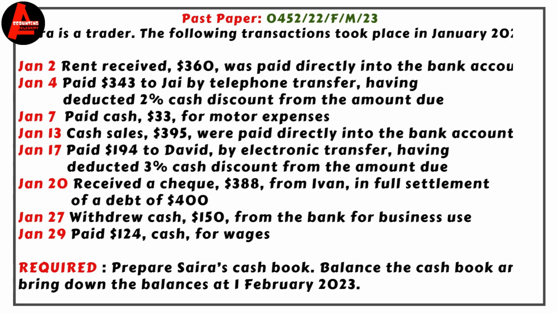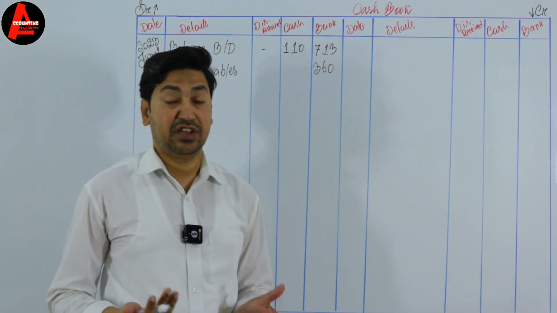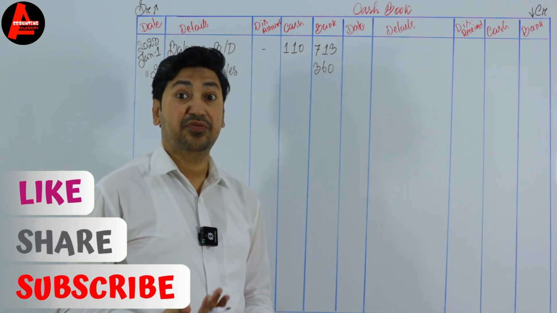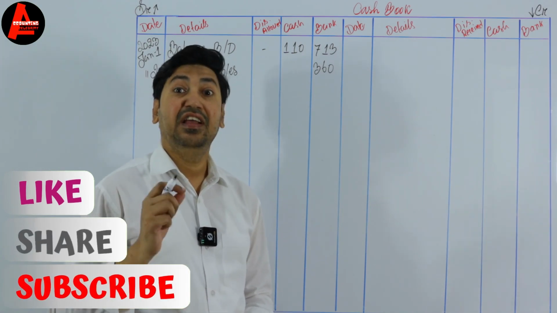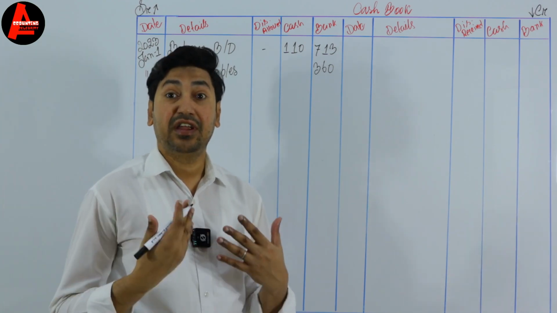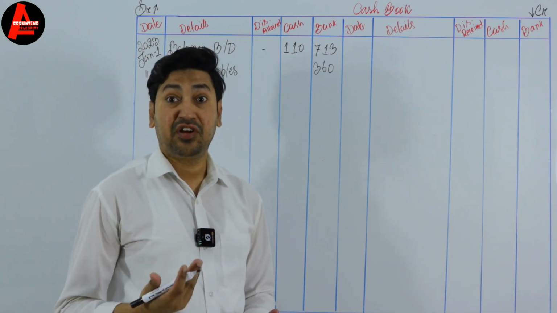Great. We have the next transaction, January 4: paid $343 to Joy by telephone transfer, having deducted 2% cash discount from the amount due. This transaction will be very confusing for many students, because you will make a mistake here. You will subtract 2% from $343. It is actually incorrect, because it is already written that the discount is deducted. After deducting, $343 is paid.